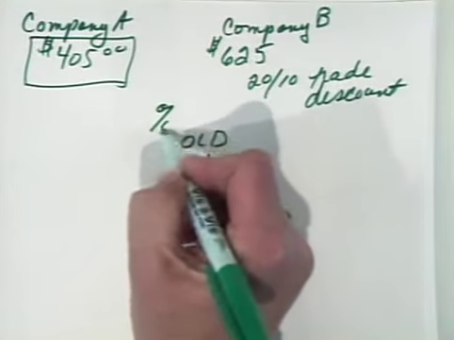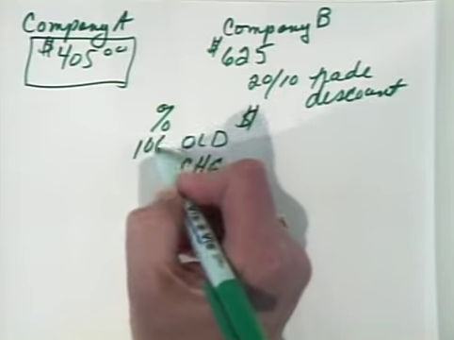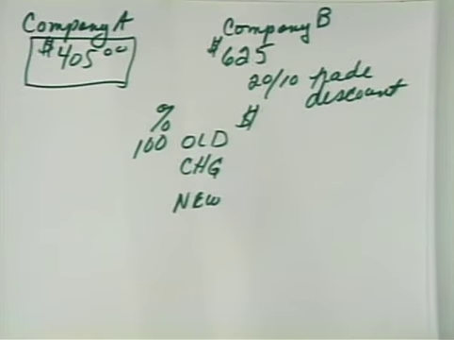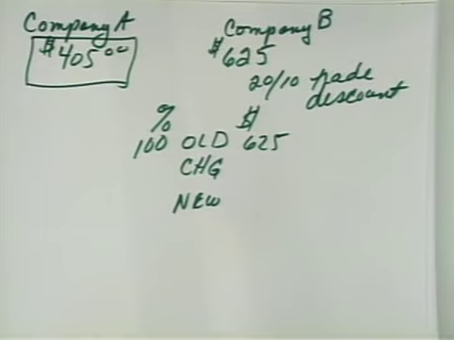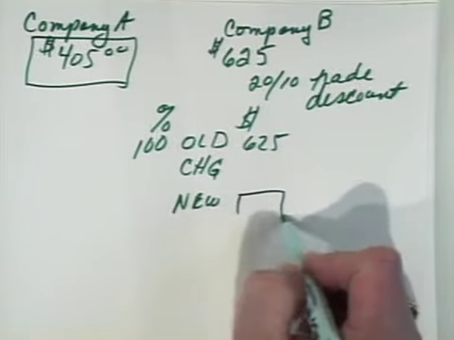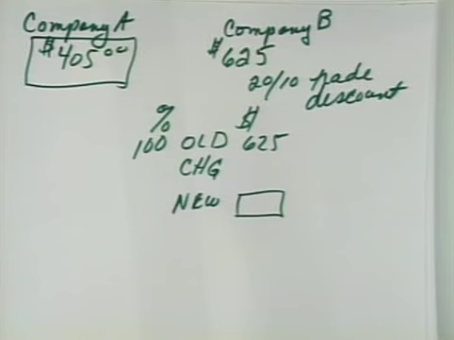We're going to put percents on one side, dollars on the other, 100 here, setting up with the original pattern. We know that the original list price is $625. We actually want to know what the new dollar amount is going to be. What is the net cost equivalent?